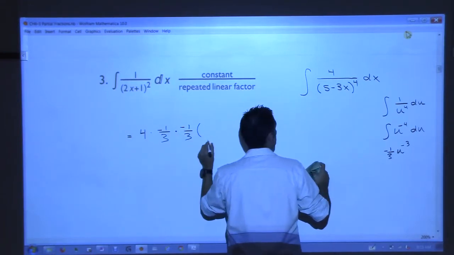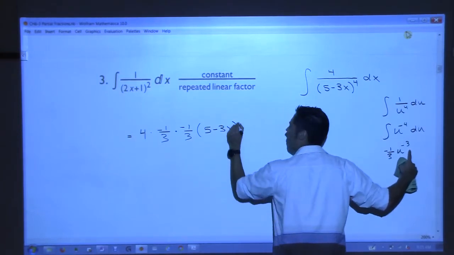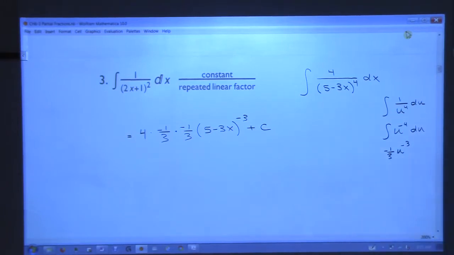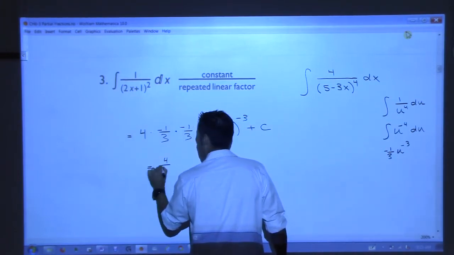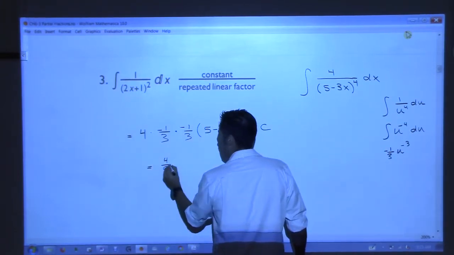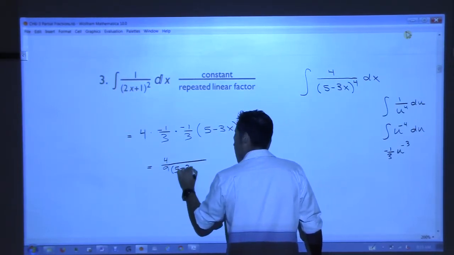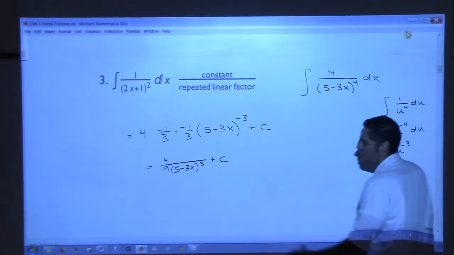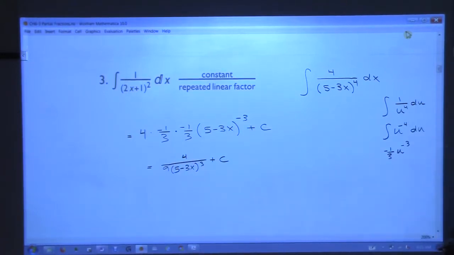And then it'll be u, which is 5 minus 3x to what power? Negative 3 plus c. Does it seem like I'm trying to get you to do too much at one time? Okay, what is this, 4/9? Yeah, you know what? Let's drop that down. 5 minus 3x to the 3rd plus c. That looks terrible. Let me move that 4 into the middle here. There we go. Feel better about that.